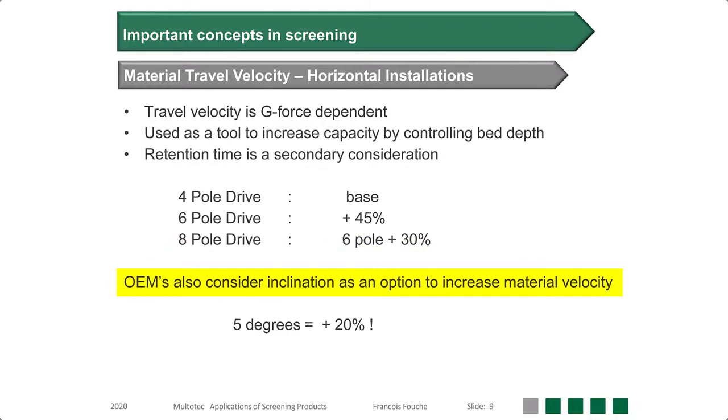OEMs will also consider inclining screens as an option to increase travel velocity as a tool to increase the rate of stratification. You can see that a 5-degree inclination can increase material travel velocity by almost 20%.